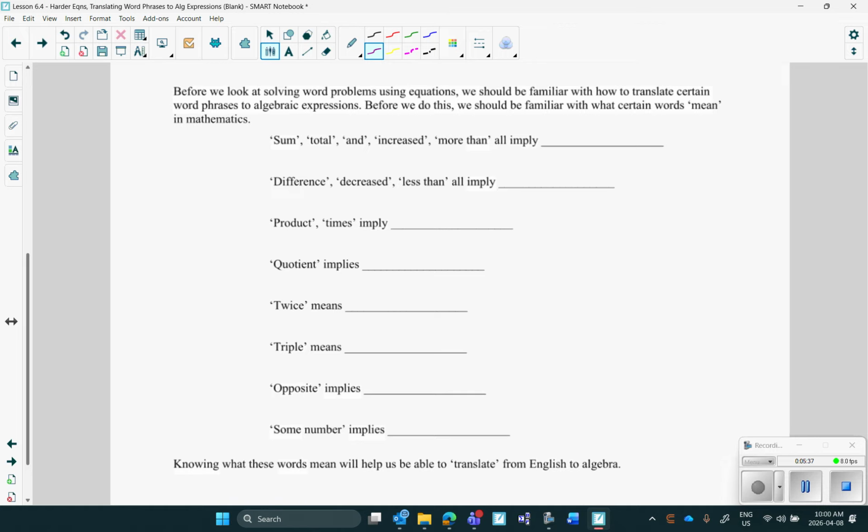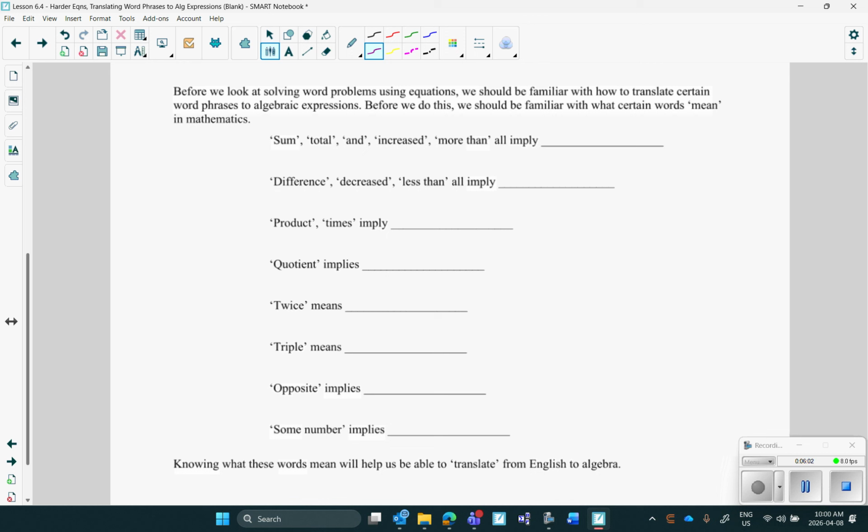How to convert or translate from English to algebra. See, I always say I'm bilingual. I know English and algebra, and a little bit of French. So, think about what words in English mean in math.